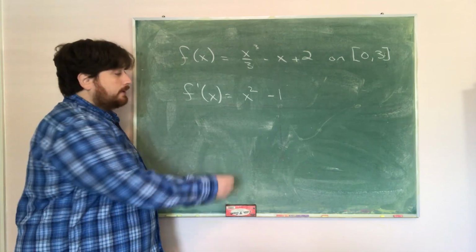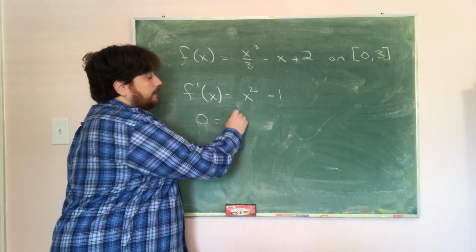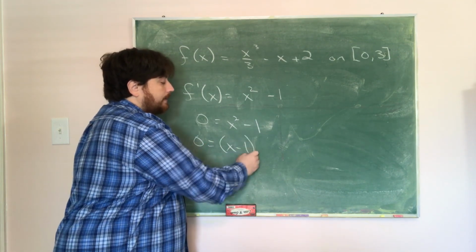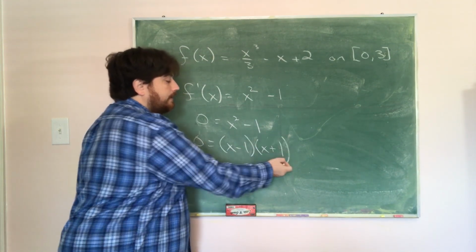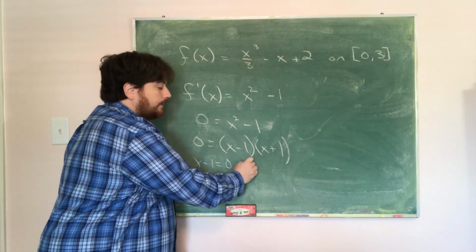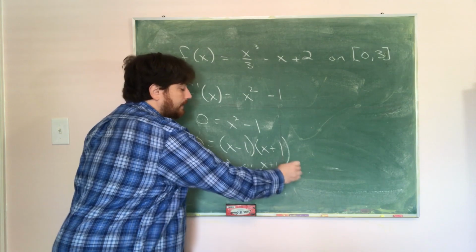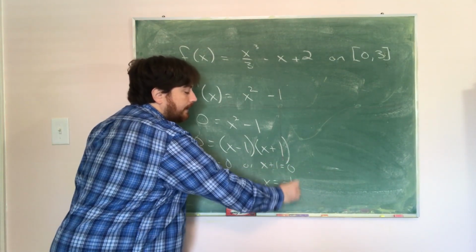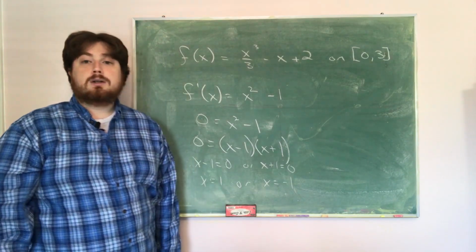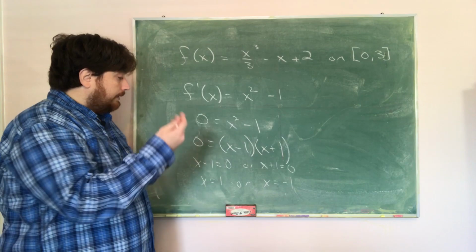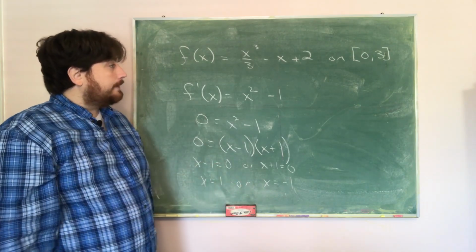Now to find my critical points, what I need to do is find where this is 0 or undefined. So if I want to find where it's 0, I'm just going to let 0 equal x squared minus 1. So 0 is x minus 1 times x plus 1. And so x minus 1 is 0, or x plus 1 is 0. So x is 1 or x is -1. Now I want to start off with this one because we can solve that fairly quickly. We get that our derivative is 0 at 1 and -1.